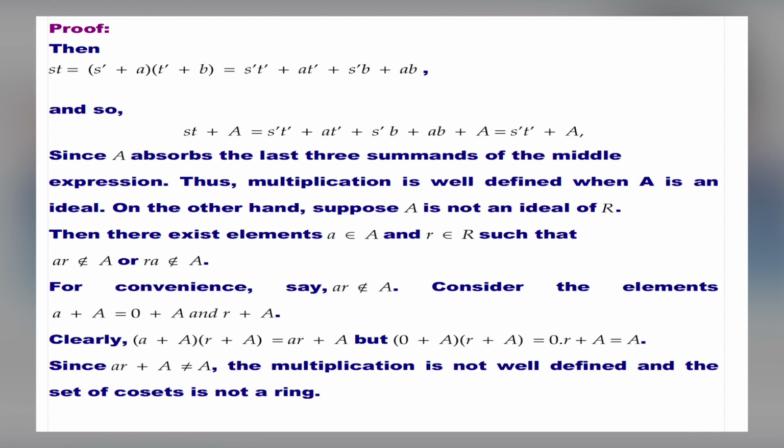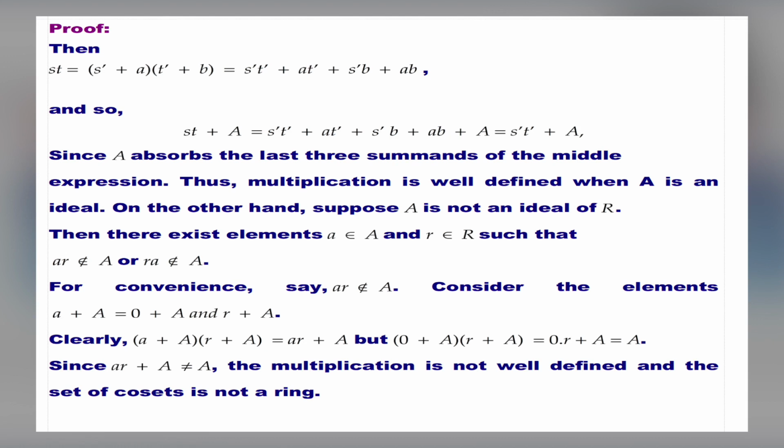Then st = (s' + a)(t' + b), that is equal to s't' + at' + s'b + ab. And so, st + A = s't' + at' + s'b + ab + A, that is equal to s't' + A, since A absorbs the last three summands of the middle expression.